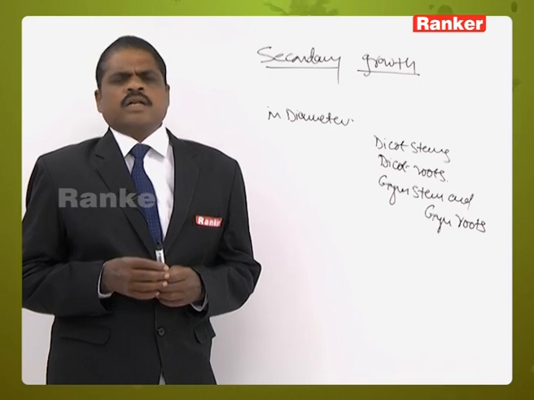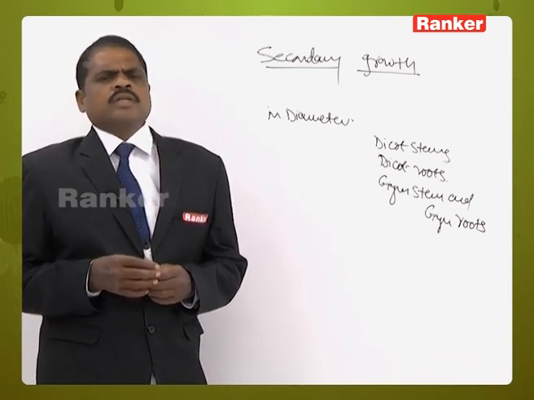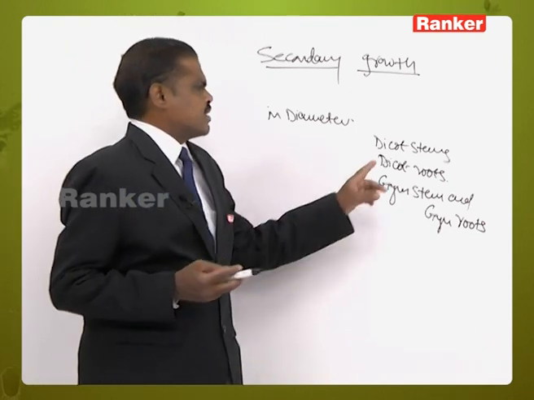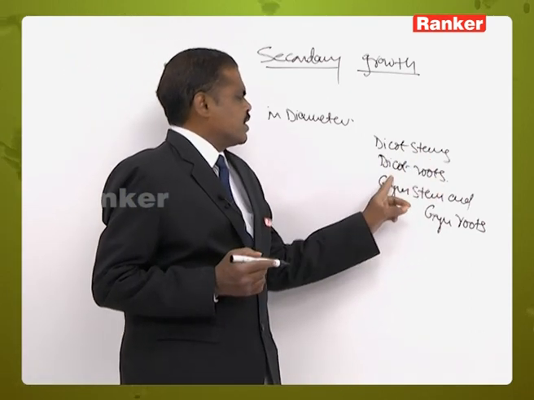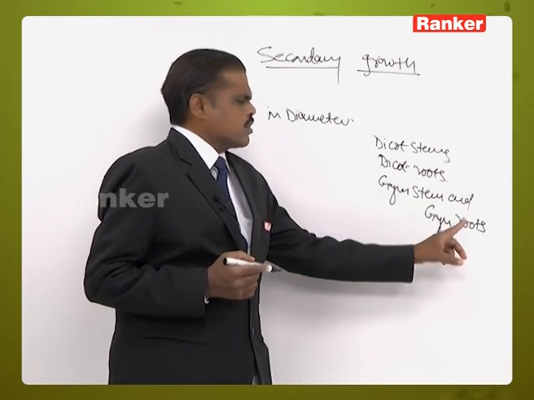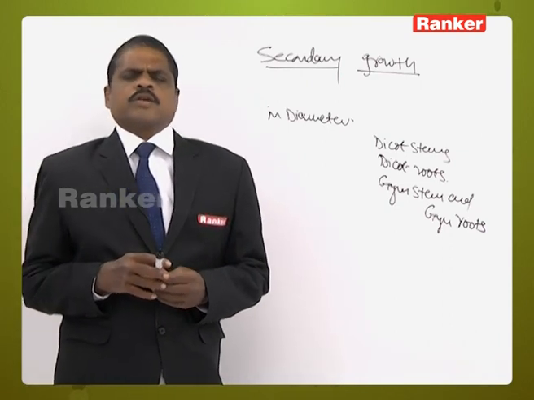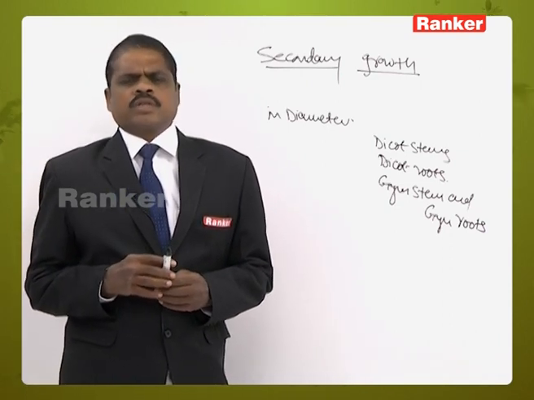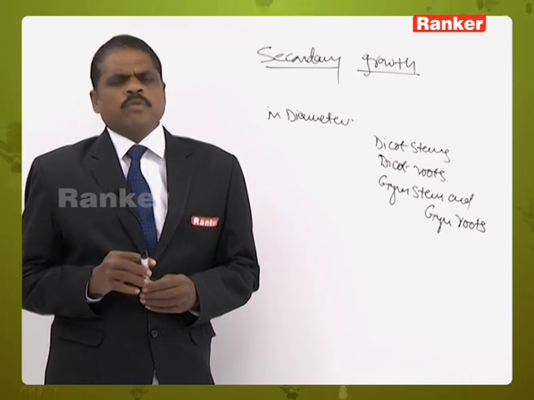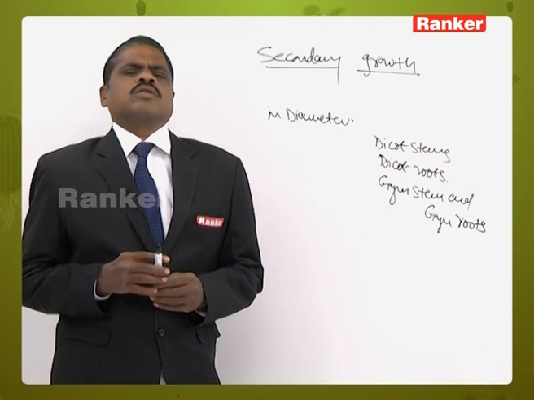Growth in diameter or width is called secondary growth. That secondary growth takes place in dicot stem, dicot roots, gymnospermic stem and gymnospermic roots. In monocots, secondary growth is absent. Now I am going to explain the secondary growth in dicot stem.